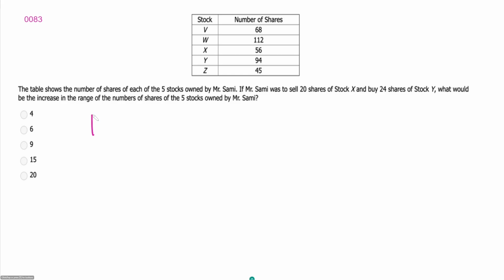So we want range 2, that is after the change, minus range 1, because they tell us we have an increase in our range. We know we should have our range 2 first. So before a change even occurs, we should be able to find our range 1, our original range.